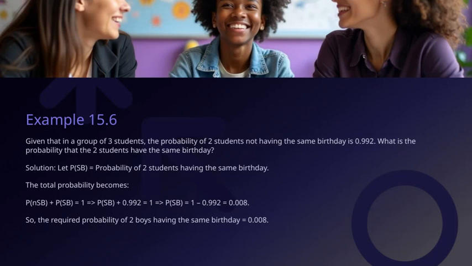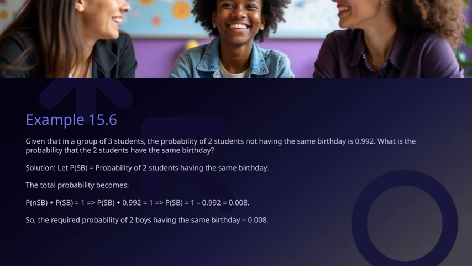So, the required probability of 2 boys having the same birthday is 0.008. We know that the probability that they do not share a birthday, P(NSB), plus the probability that they do share a birthday, P(SB), must equal 1. Therefore, P(NSB) plus P(SB) equals 1, which means P(SB) equals 1 minus P(NSB). Since P(NSB) is 0.992, we subtract that from 1, giving us P(SB) equals 0.008. In other words, the total probability that two students share a birthday is 0.008.